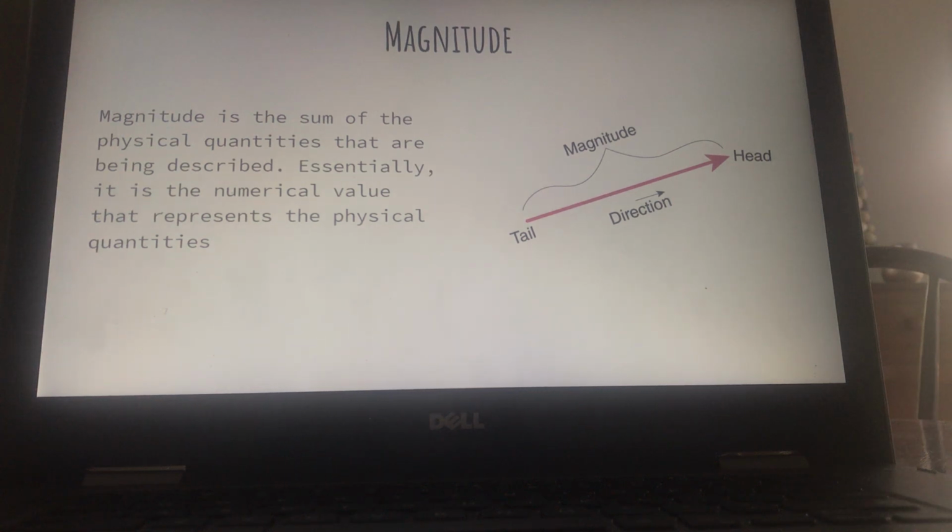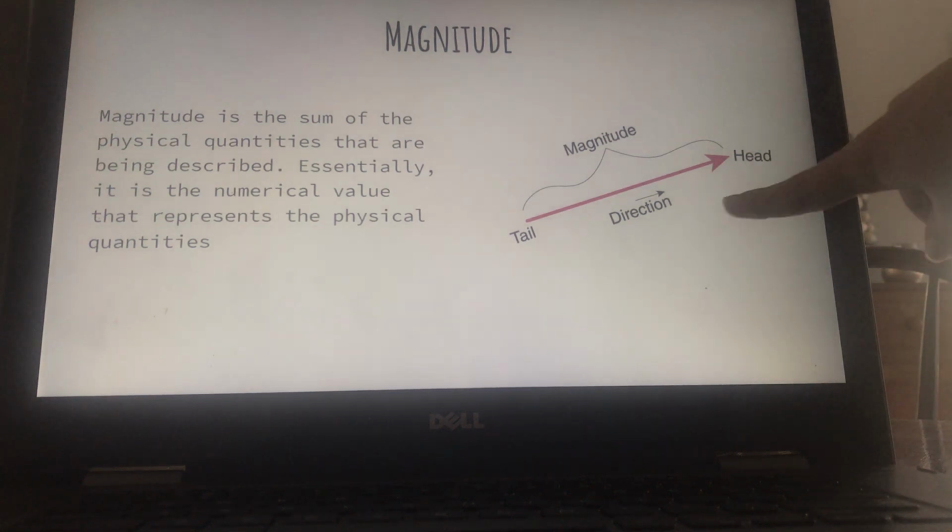This is kind of just a basic concept of numbers. When I did the EQs over the summer, I actually included that original definition that I had before ever taking physics. I had said that magnitude is the sum of the physical quantities that are being described. Essentially, it is the numerical value that represents the physical quantities. And while this sounds like a bunch of just words, it actually makes a lot of sense to me.